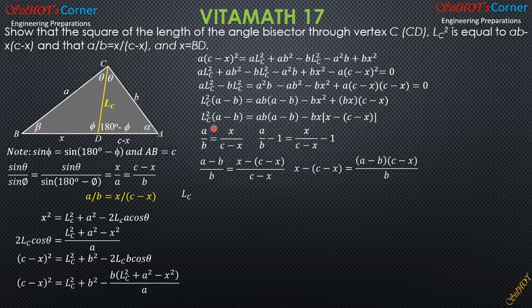So L_c squared times (a minus b) equals ab times (a minus b) minus bx times (a minus b)(c minus x) over b. Take note that a minus b is common to all terms, so we can cancel a minus b as shown. And since we have b and b here, we also cancel b. Finally, we can now show that L_c squared is really ab minus x times (c minus x). That is, L_c squared equals ab minus x times (c minus x).